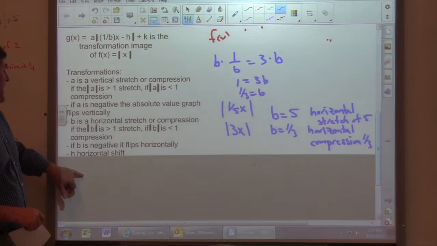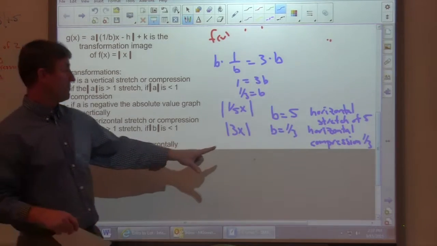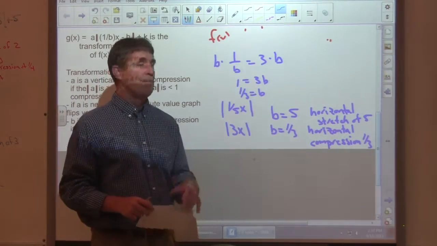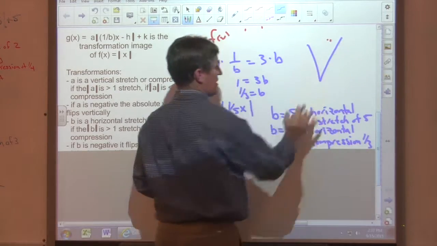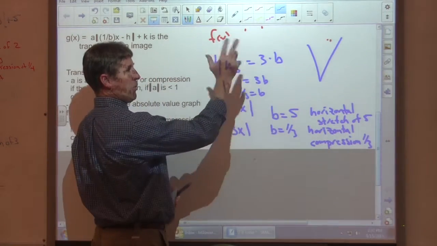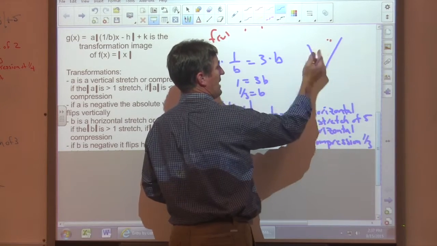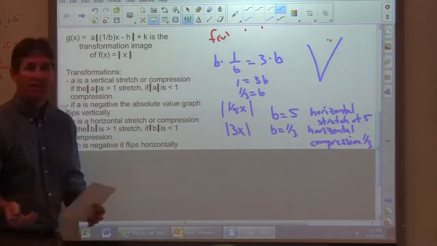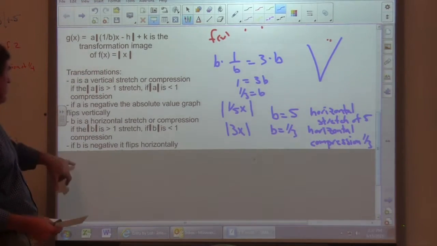Again, if b is negative, it flips it horizontally. Okay, so if I put a negative sign in here, it flips horizontally. But here's the thing. When we have our graph, wherever that's located, if I flip it horizontally, again, it's on the vertex. Well, if I flip that, this side would go here and this side would go there, and you couldn't tell. It would look the exact same. So there's really no difference when you flip it horizontally here.